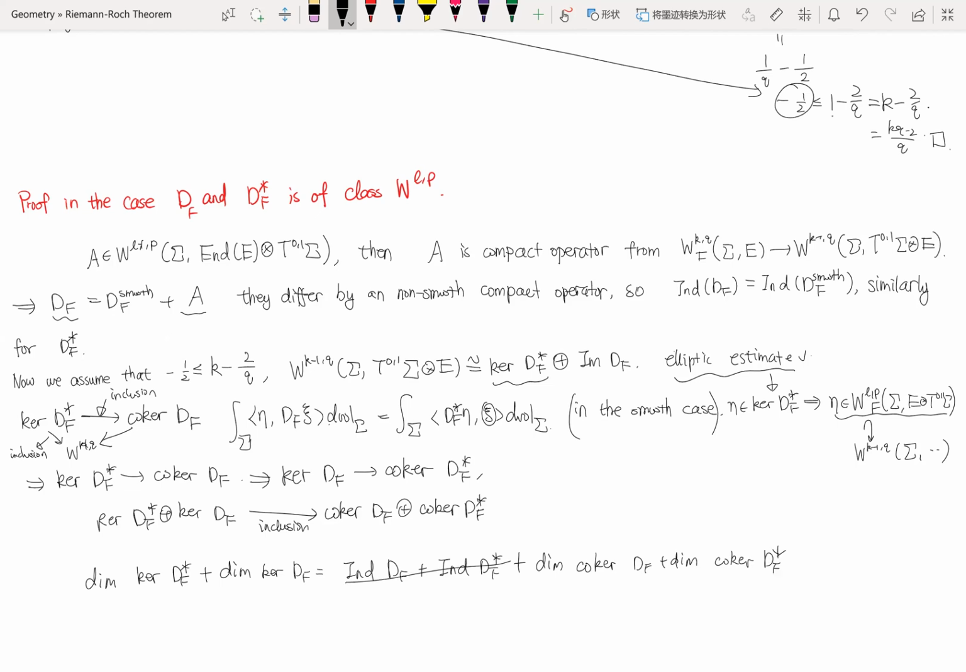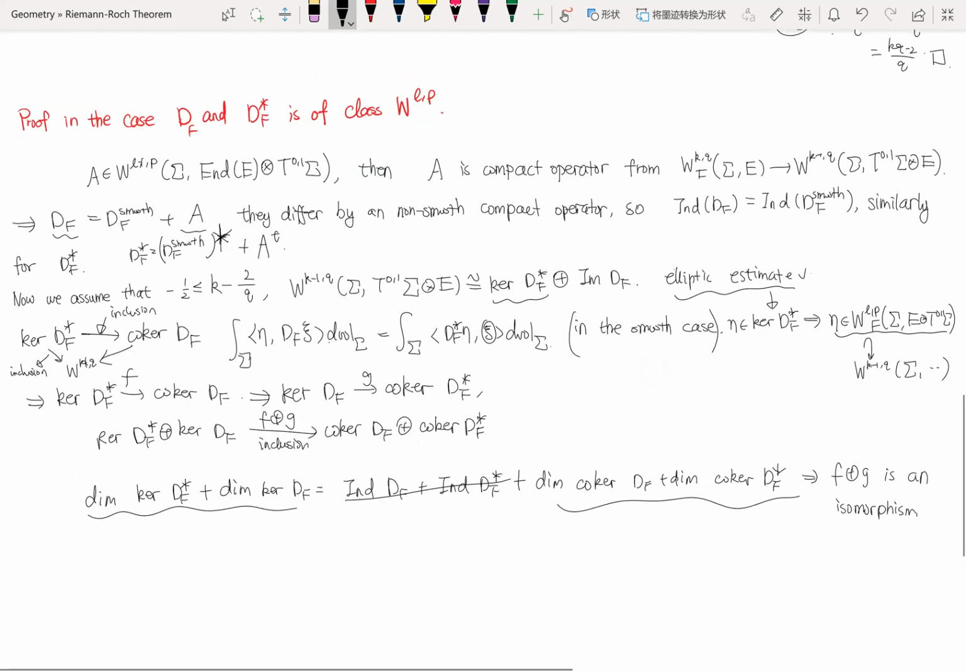So we know that they cancel, because they are related to some smooth Cauchy-Riemann operators, and in this case we have the same smooth Cauchy-Riemann operator, the adjoint of the smooth Cauchy-Riemann operator plus the adjoint of A. So this tells us that their dimensions are the same and it's an inclusion. So if we have f and g, this is f direct sum g. The f direct sum g is an isomorphism. So this tells us that both f and g are isomorphisms.